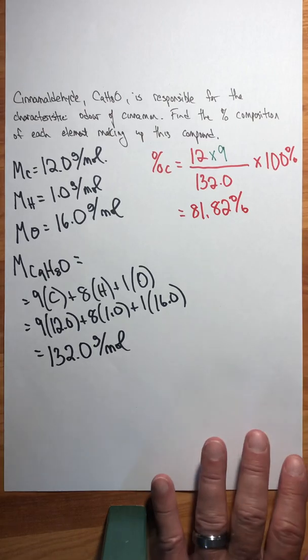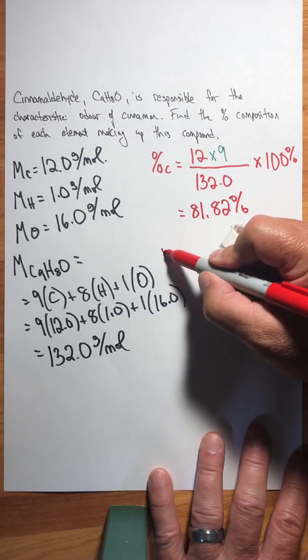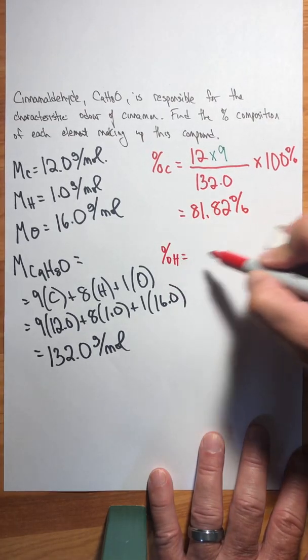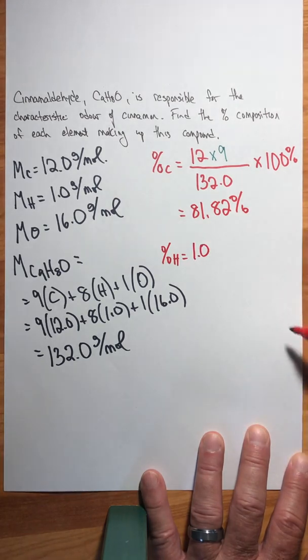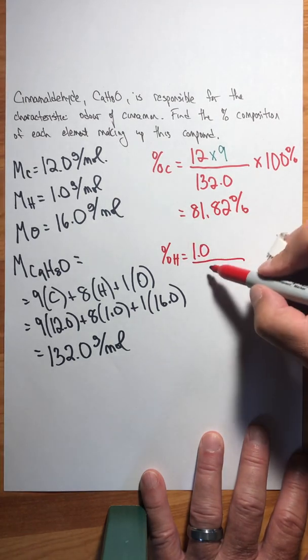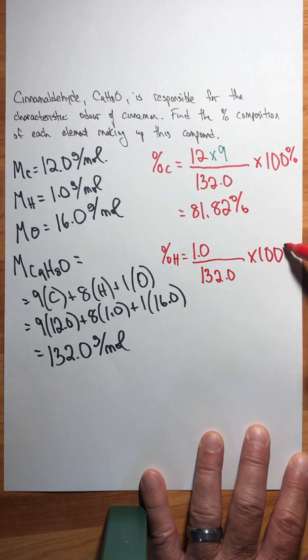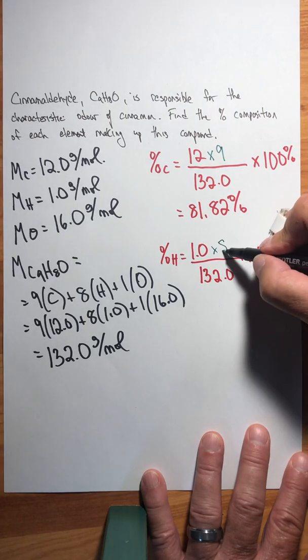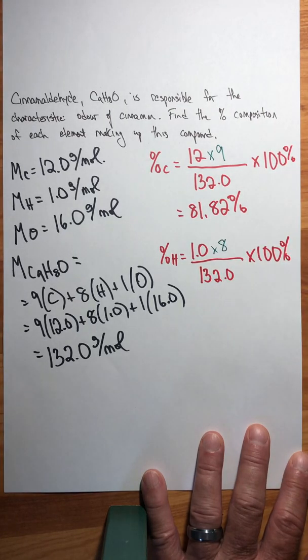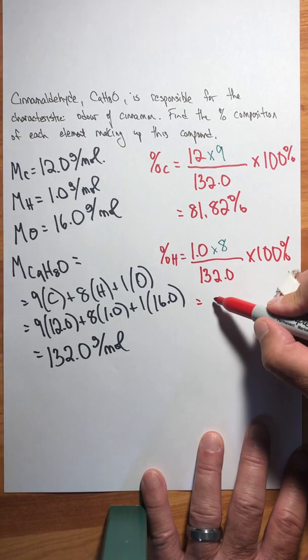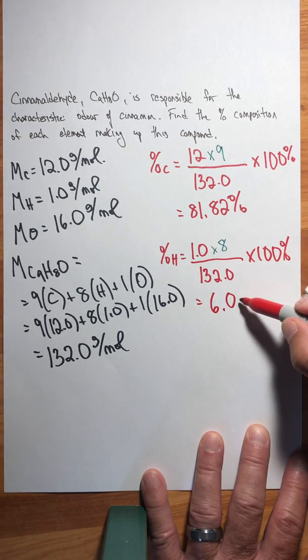Okay? If I want to know the percent of hydrogen, I'm going to take the molar mass of hydrogen divided by the molar mass of the compound, multiply it by 100. And again, I have to remember, I have to multiply this by 8 because there are 8 hydrogens per molecule. So when I do this calculation, I end up with 6.06%.